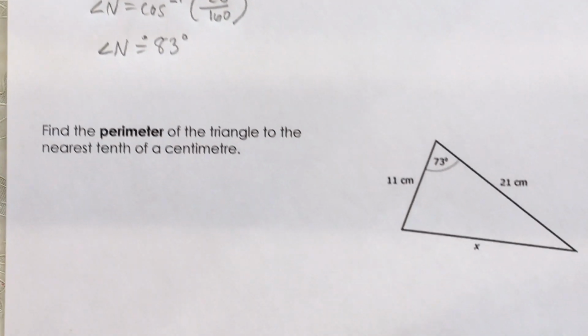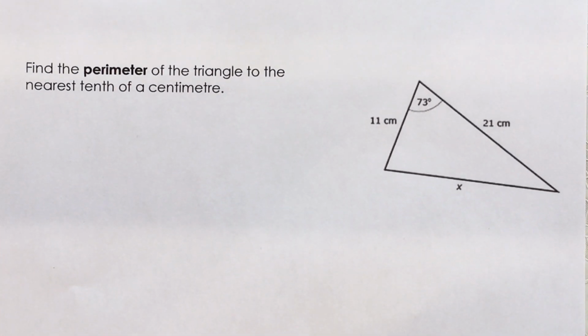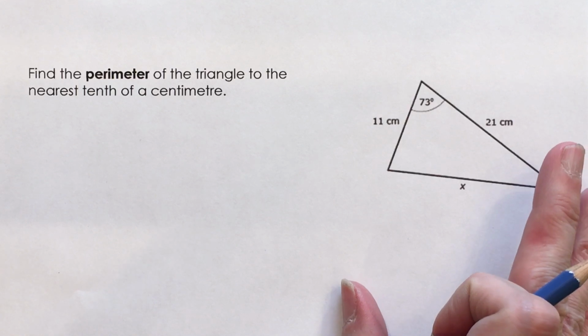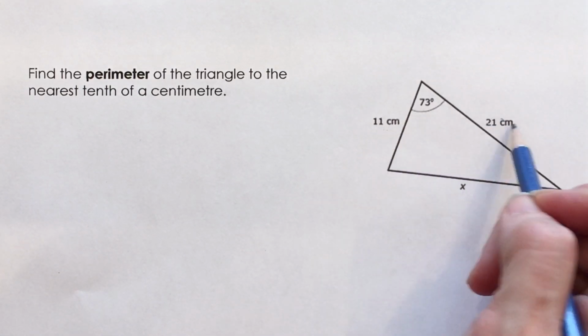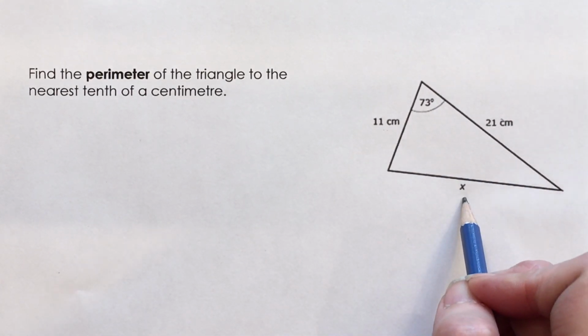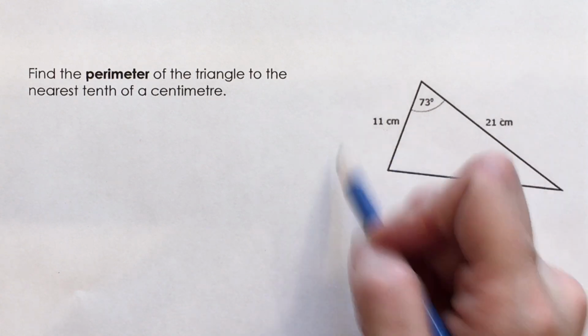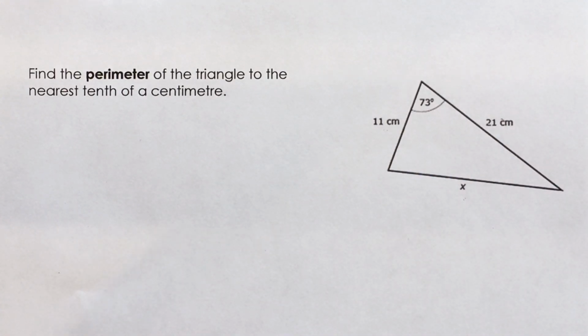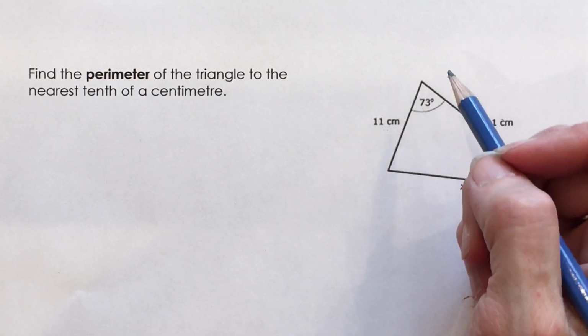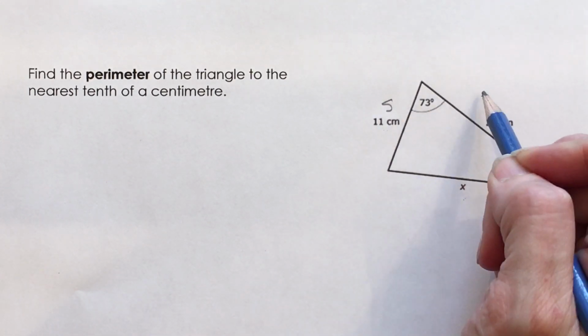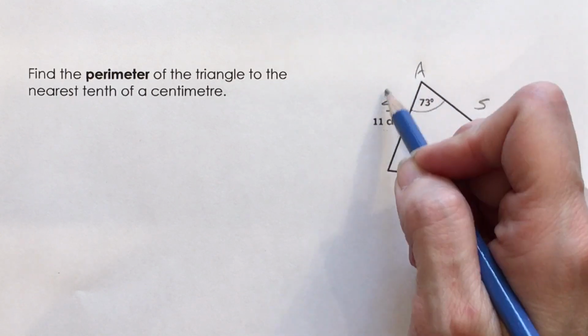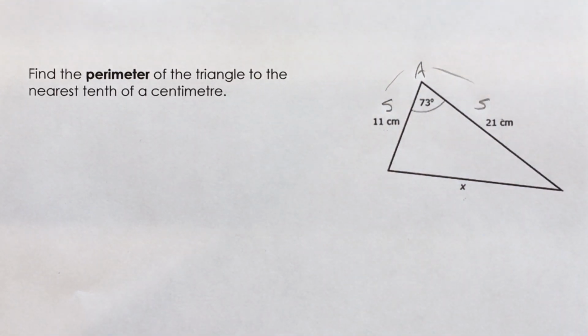All right, the next question, we look at it. Find the perimeter of the triangle to the nearest tenth of a centimeter. So perimeter just means that we have to know all three sides. We already know two of them. So once we get the third side x, we can add them together to get the perimeter. And this is a cosine law question because we know the two sides with the angle between them. So that side angle side pattern there.